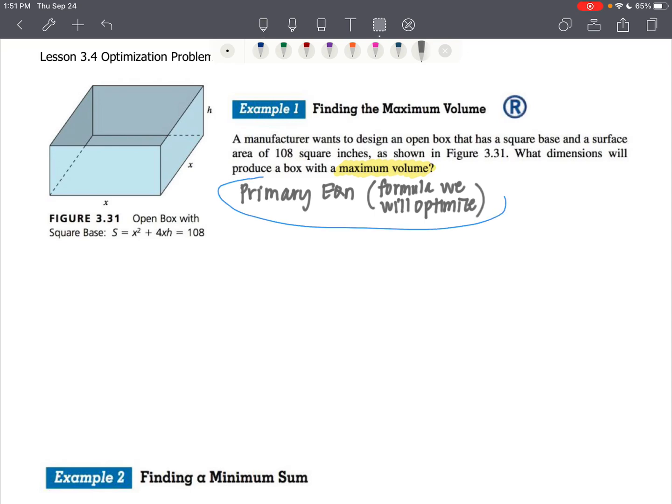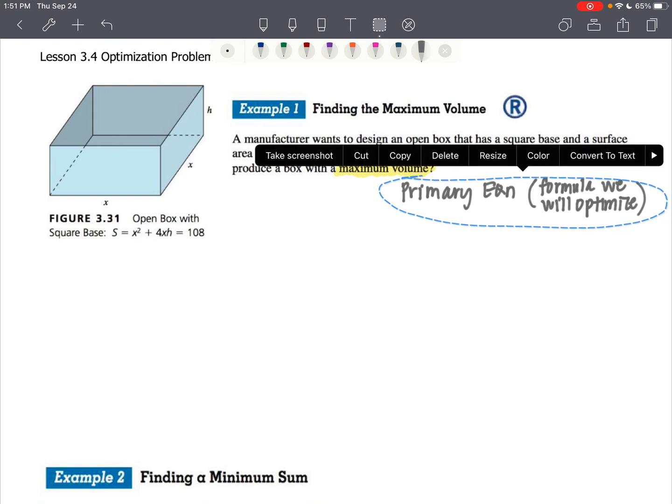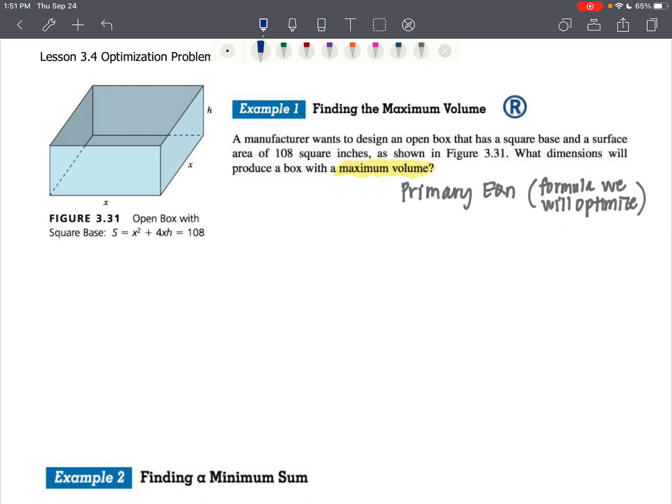I'm actually going to move that over to the right so that I can write my primary equation right here. It's going to be volume equals the area of the base. Now the base is a square, so the area of the square is x squared, and then for the volume we multiply times that height. So there's our primary equation.